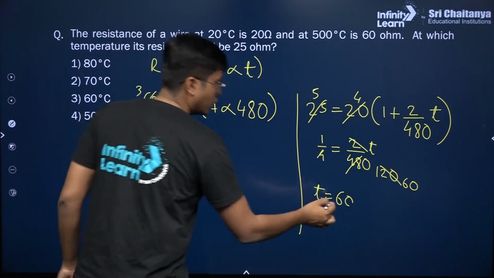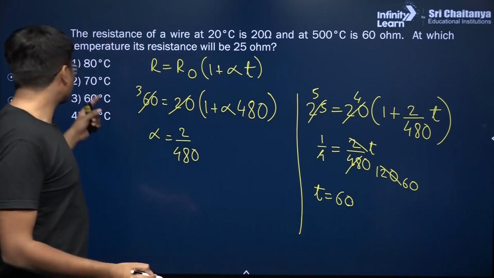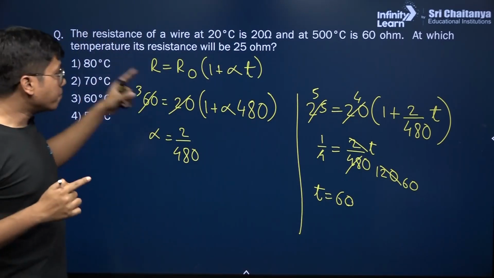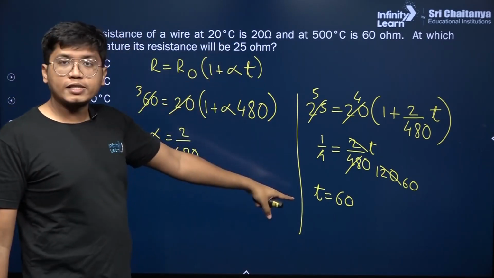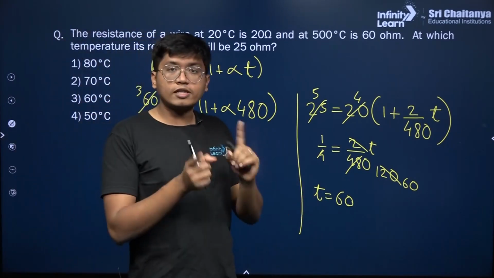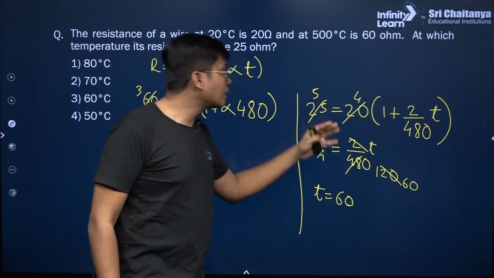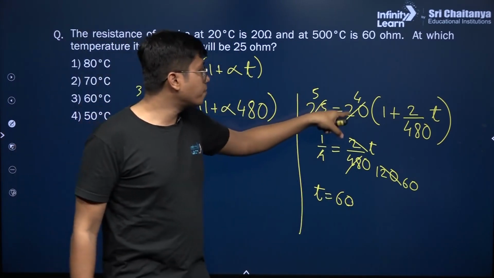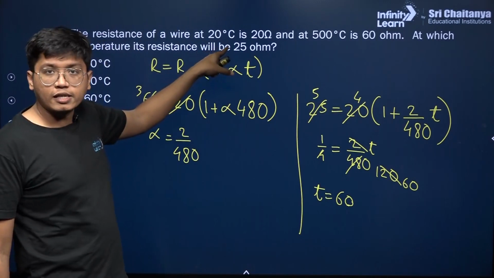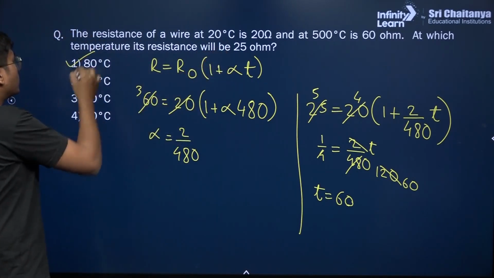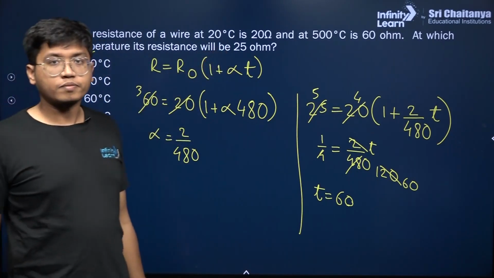But we got T is 60, but don't mark 60 over here, because the temperature when you get 25 ohm is not going to be 60 degrees Celsius. This told you about the difference in temperature. So the actual temperature is going to be 60 degrees Celsius above the original temperature for 20 ohm, which was 20 degrees Celsius. So correct answer is 60 plus 20, 80 degrees Celsius.